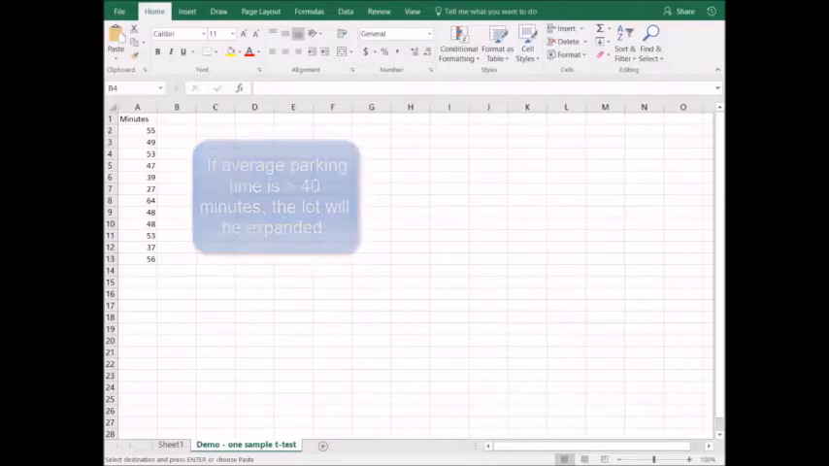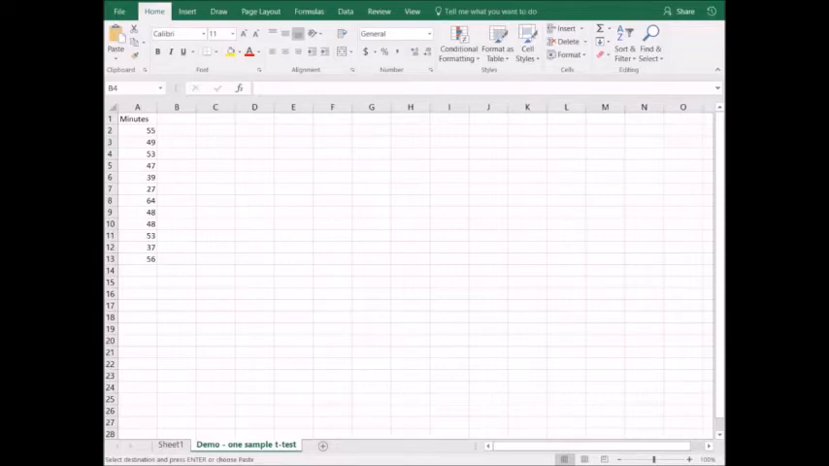Assume population standard deviation is unknown. He has randomly selected a sample of 12 cars' parking time, shown in this file. Excel doesn't have a hypothesis test specific to a one-sample t-test of the mean, but we are going to adapt a two-sample t-test to our needs. First, I'll set up a dummy variable in column B and enter at least 2 zeros.